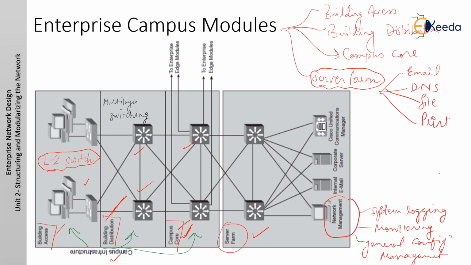So in this particular figure, we can see that because access to these servers is vital, as best practice, they are typically connected to two different switches to enable full redundancy or load sharing. Moreover, the server farm module switches are cross-connected with the campus core layer switches, thereby enabling high reliability and availability of the servers in the server farm module. The network management system performs system logging, network monitoring, and general configuration management functions.